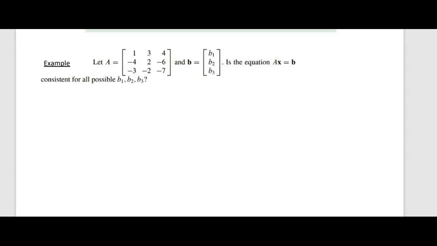Is the equation Ax equals b consistent for all possible b1, b2, and b3? Remember, the only way we're going to get that this is inconsistent is if we end up getting zeros and then a number. So that's what we are looking at here. Is there a linear combination for us in order to get a solution? So we're going to look at the augmented matrix.